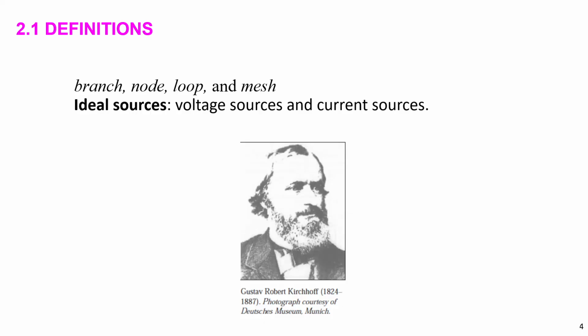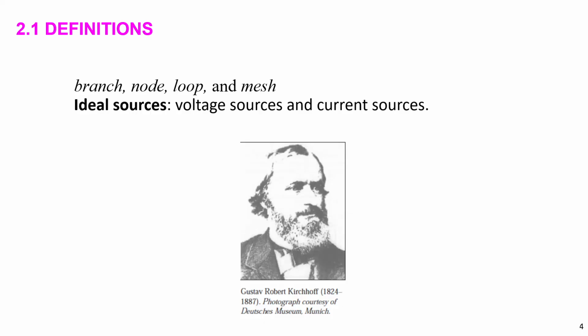Okay, firstly, we talk about what is branch, node, loop, and mesh. Okay, and the ideal sources, which are the voltage source and current source. An ideal source means a source that can supply exactly the voltage or current we specify, right? But it's not in the real world. In the real world, when we use a voltage source, sometimes the voltage drops from the specified value.